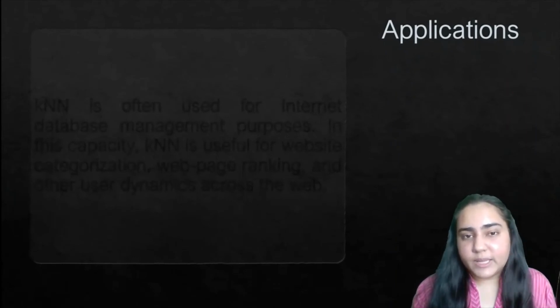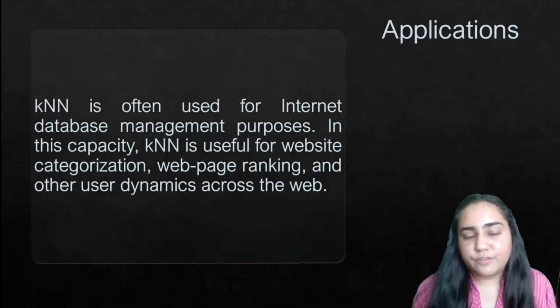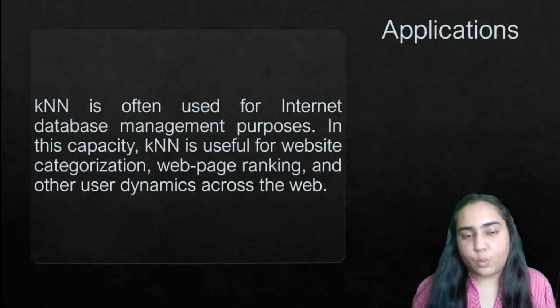Let's look at some of the applications of kNN. kNN is often used for internet database management purposes. And in this capacity, kNN is useful for website categorization, web page ranking, and other user dynamics across the web. So if you want to classify websites, which website is educational, which is for entertainment purposes, kNN would do well. If you had to do web page ranking, kNN would do well. And if you had to find out user dynamics across the web, then also kNN would be the go-to algorithm.